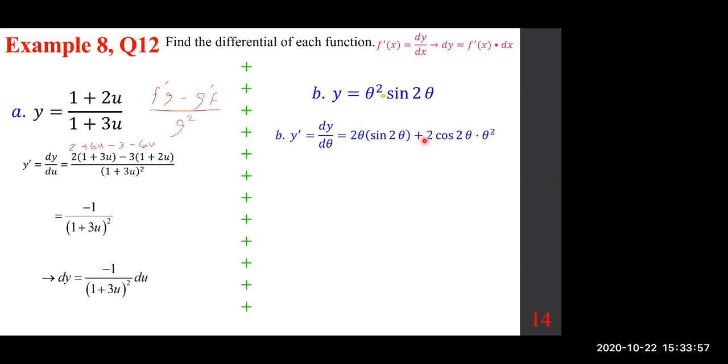You can factor out the 2 theta, and practically you're done. This is dy d theta. So what is dy? The same thing times d theta, class. I hope it's clear to everybody as to what's going on here.